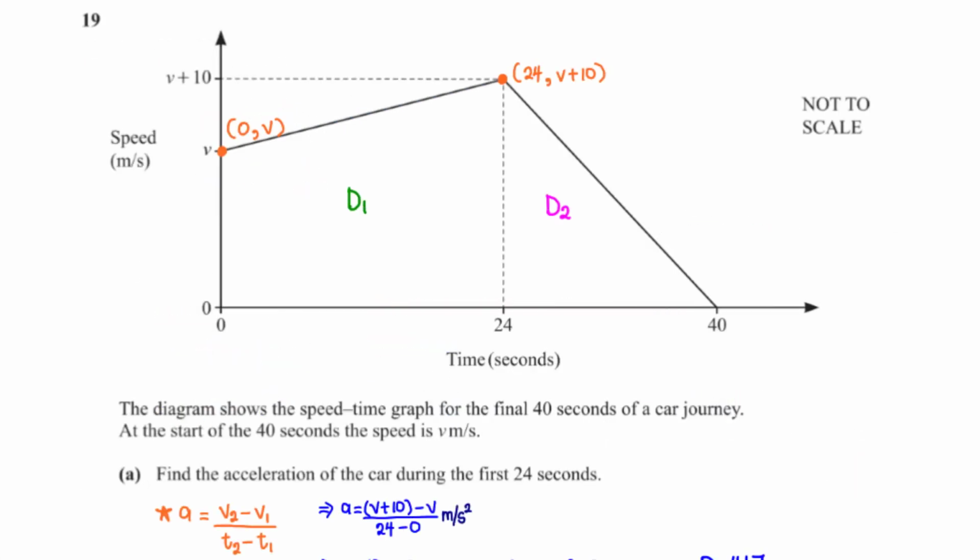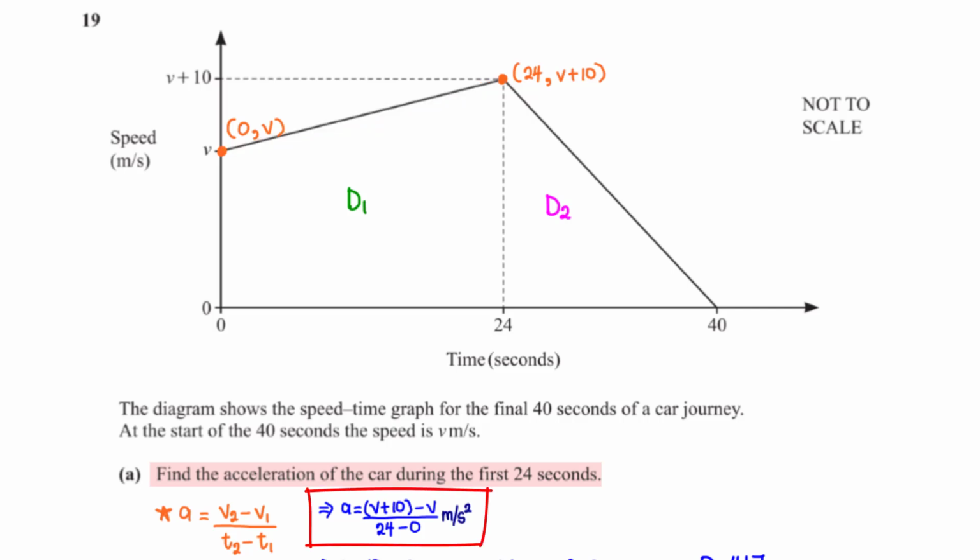The diagram shows the speed time graph for the final 40 seconds of a car journey. At the start of the 40 seconds, the speed is v meters per second. Find the acceleration of the car during the first 24 seconds. This acceleration is equal to the gradient of the graph from t equals 0 to t equals 24.